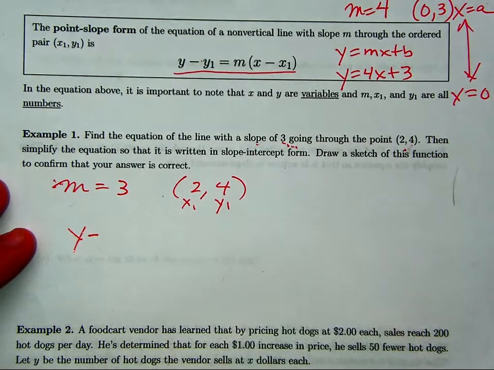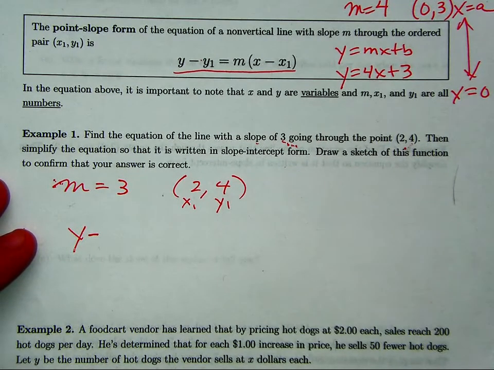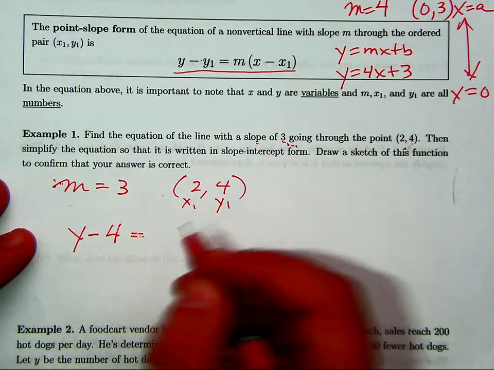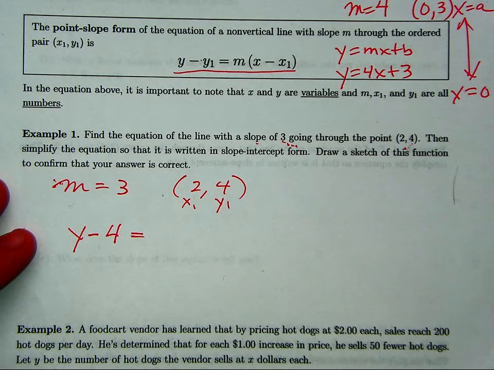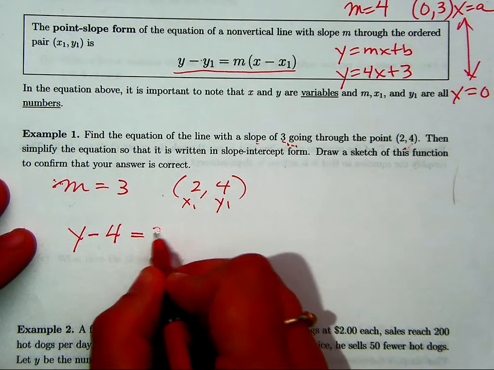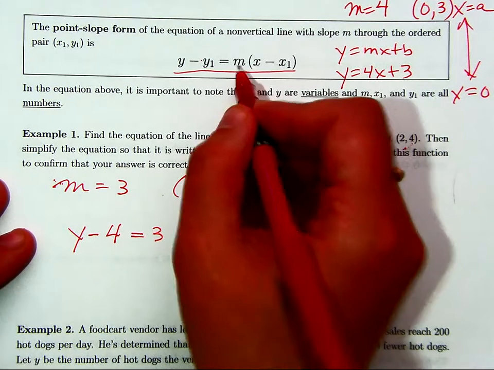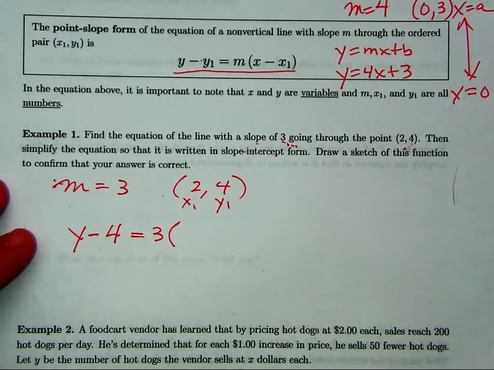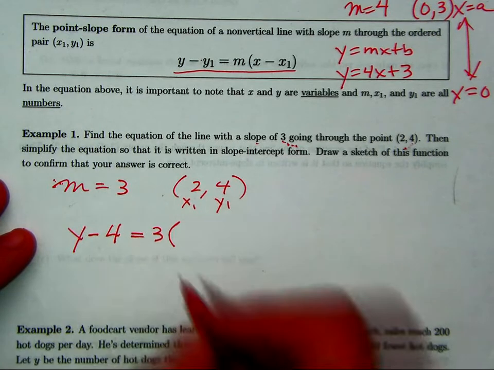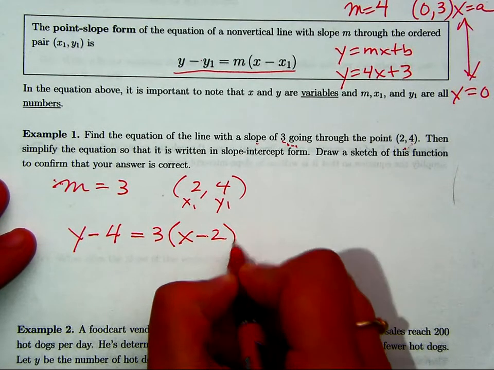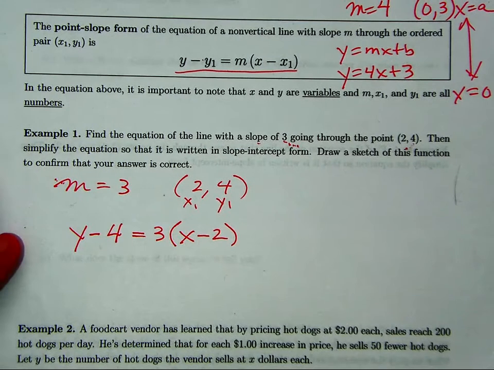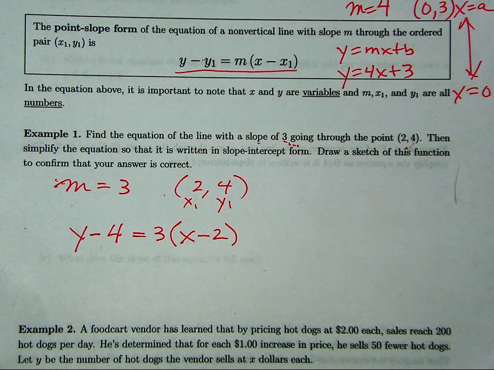So now we're going to plug all of that in. Y minus what? 4 is equal to 3, because that's m, right? Times what? X minus 2. Now, that is not that friendly of an equation. It's there. It is the point slope form.